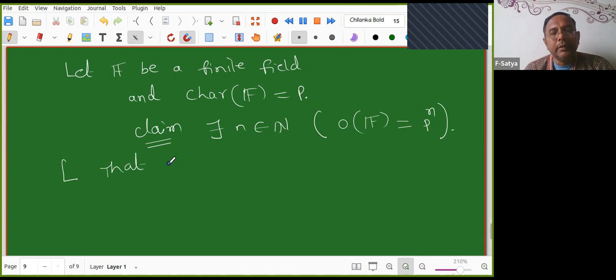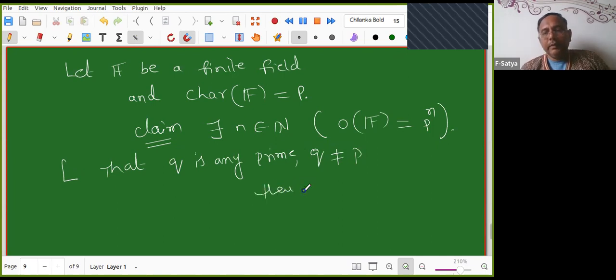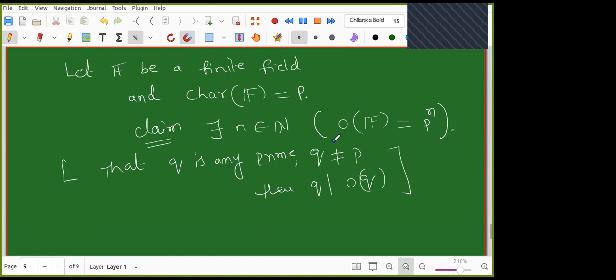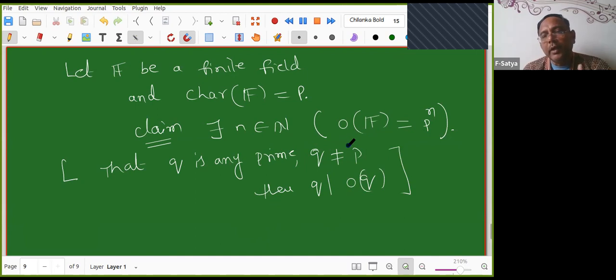That is, if Q is any prime and Q not equal to P, then can you say something? See, if order of F is not P power n, it means some other Q is also dividing, right? Then Q divides order of F. Are you following this part, please? No, sir. See, if I am able to prove that order of F, if we are able to prove that, since you do not understand, I'm right.